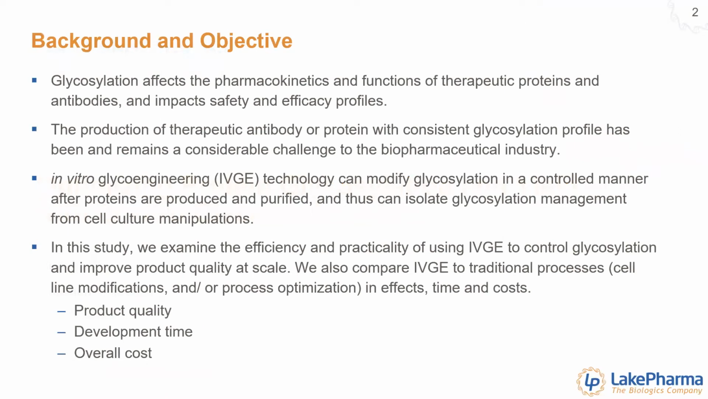On this slide is the introduction, background, and objective of this presentation. Glycosylation affects the pharmacokinetics and function of therapeutic proteins and antibodies, and is an important feature for the safety and efficacy profile. Production of therapeutic antibodies and proteins with a consistent glycosylation profile has been and remains a considerable challenge to the biopharmaceutical industry. In vitro glycoengineering, also known as IVGE, can modify glycosylation in a controlled manner after proteins are produced and purified, and thus isolate glycosylation management from cell culture manipulations.